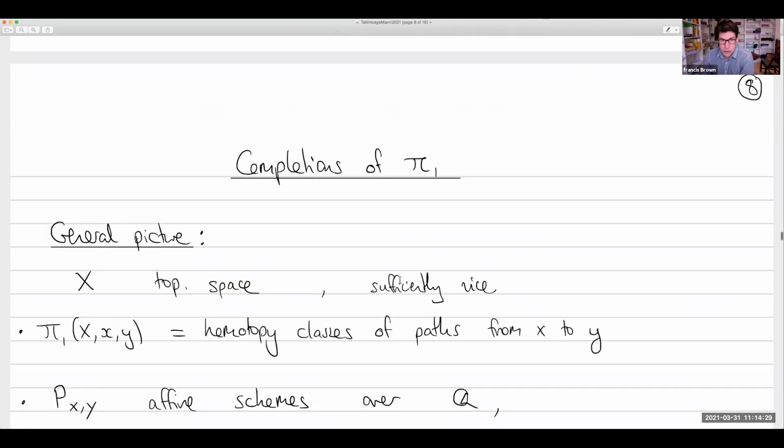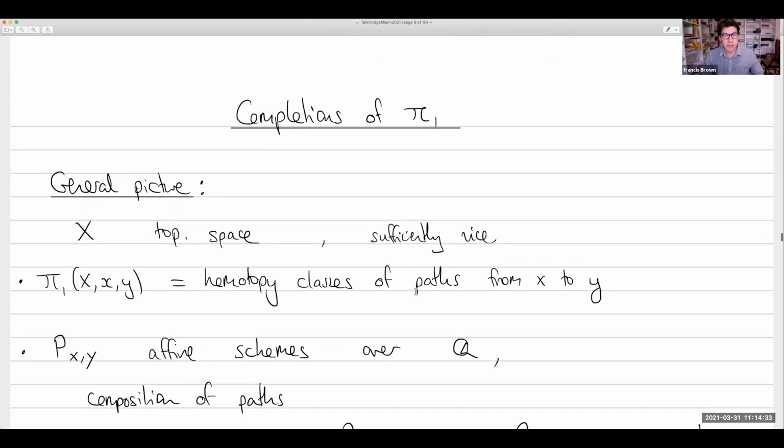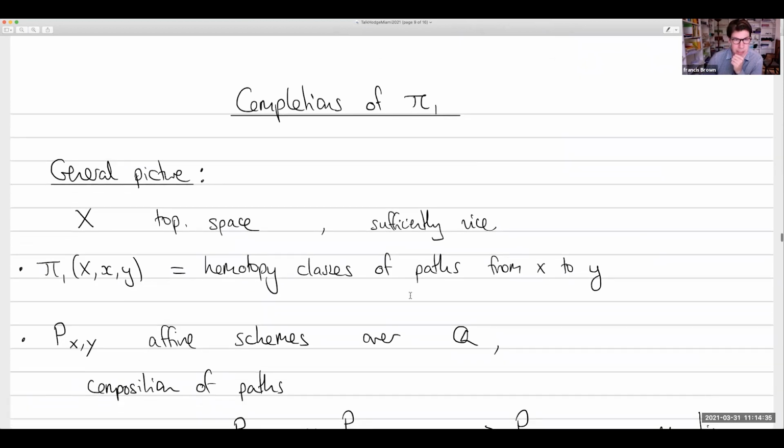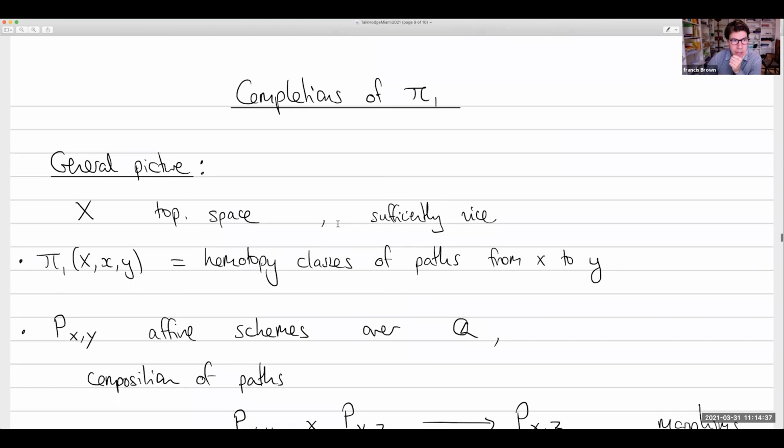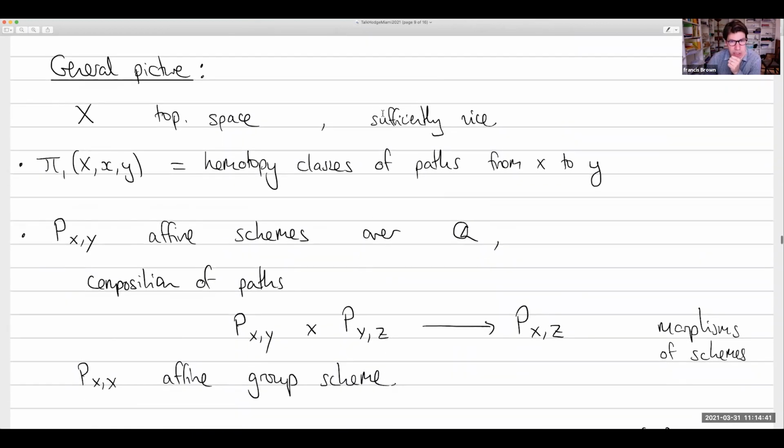Okay, that brings me to completions of π1. So what's the general picture? I thought I was ahead, now I'm behind, so I'll speed up a bit. We're going to take a topological space which is sufficiently nice that we have a theory of the fundamental group. And π1(X; x, y) will denote the homotopy classes of paths from point x to y, and the homotopies have to respect the endpoints.